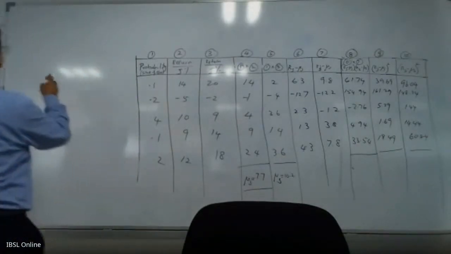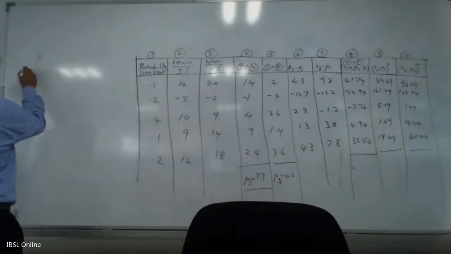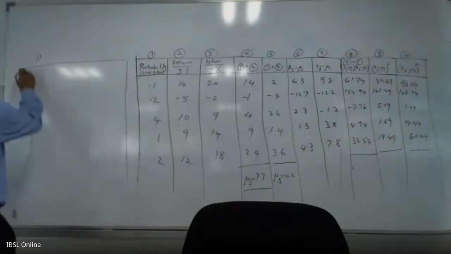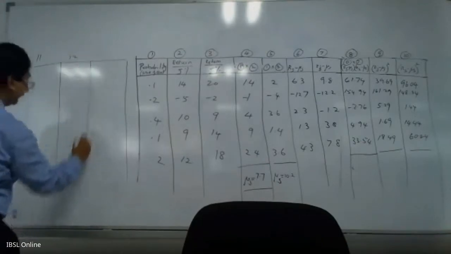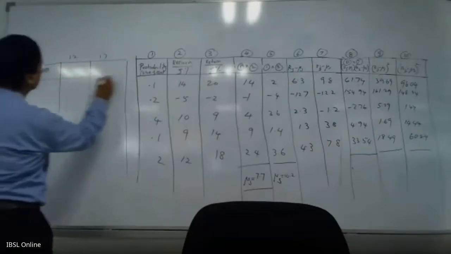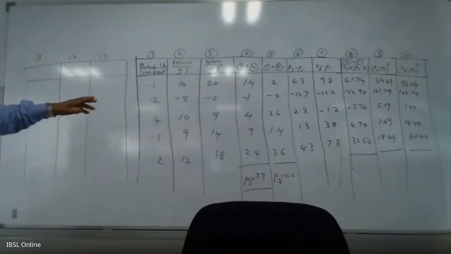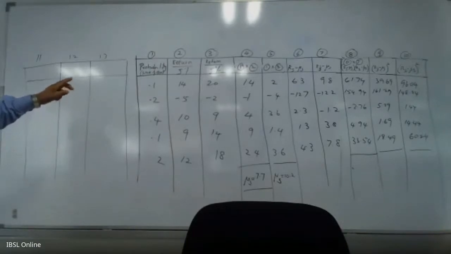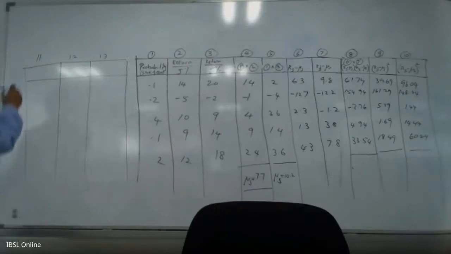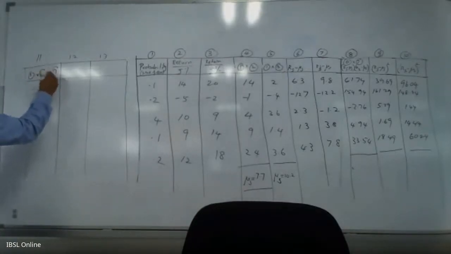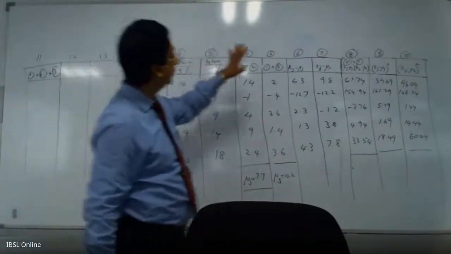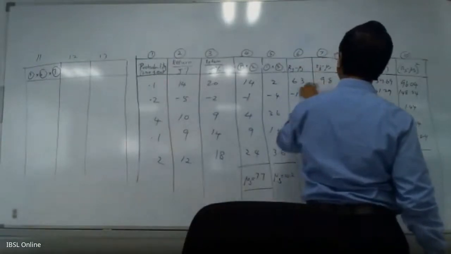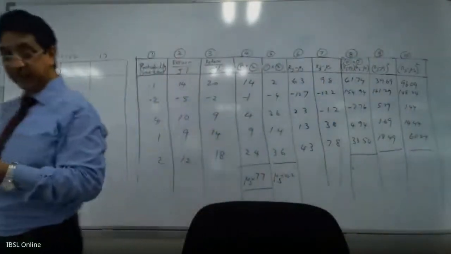So then column number 11 I will take here. Column 11 will be the multiplication of columns 1, 6 and 7. Now this is how column number 11 can be created: probability into Rj minus mu j into Rs minus mu s. So that is what we need to do here. So I will get the values there.